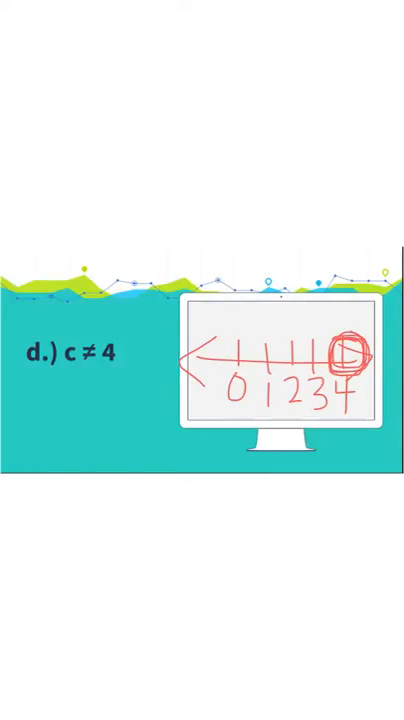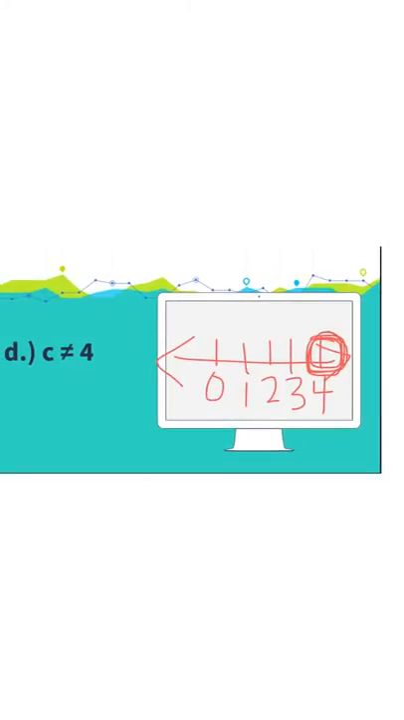And now we need to look at the direction. Now look at the direction we need the arrow to go. If it's not equal to 4 at all, that means it could be any number except 4, which means that your arrows are really going to go in both directions. It can be any of the numbers that are to the left of 4, but it could also be any of the numbers that are to the right of 4. So your answer is an open circle at 4 and then arrows going both ways.